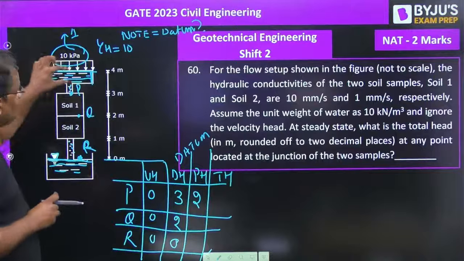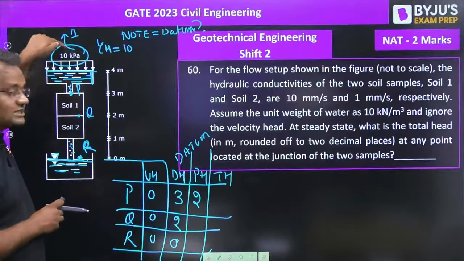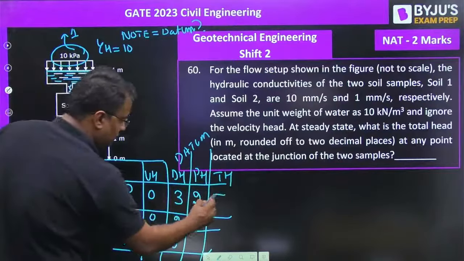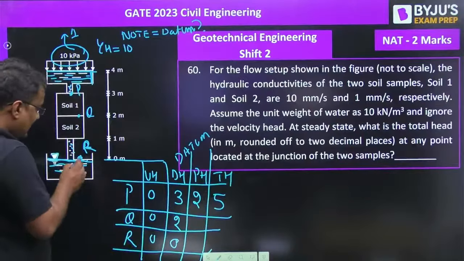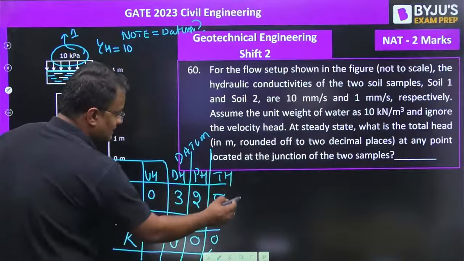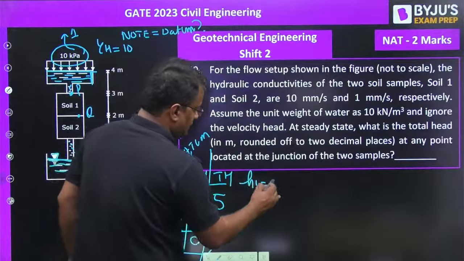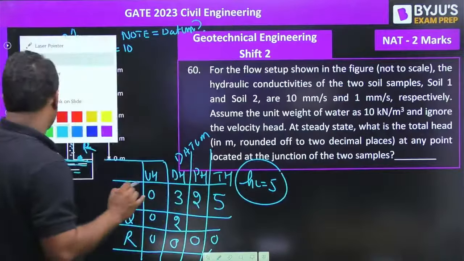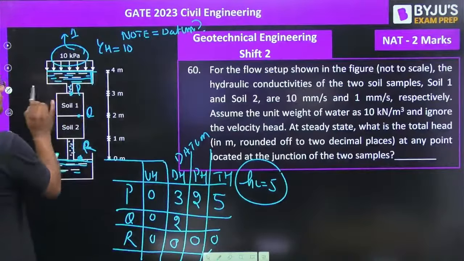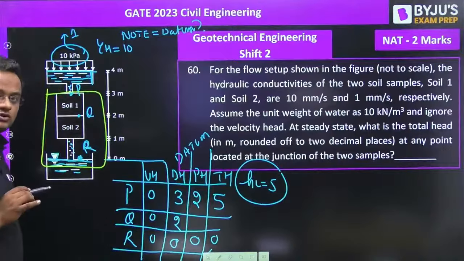Due to this water pressure head will be 1, and due to this 10 kilopascal pressure head will be 1, so it will be 2, so this will be 5. Okay, and at R point it is open to atmosphere, so HL is equal to 5. HL is equal to 5 for the whole system. I am saying for the whole system, from here whole system HL is equal to 5.